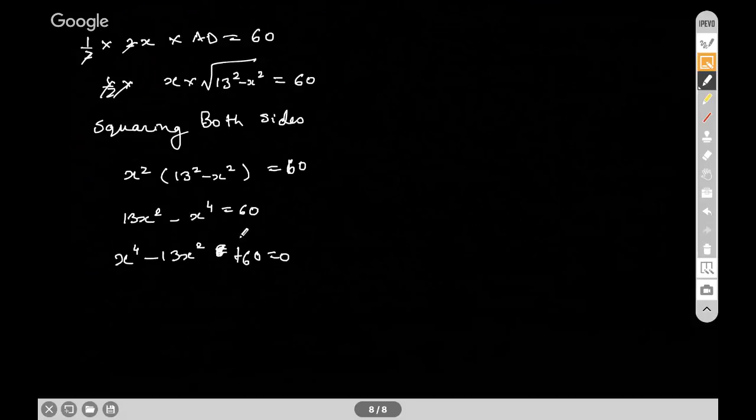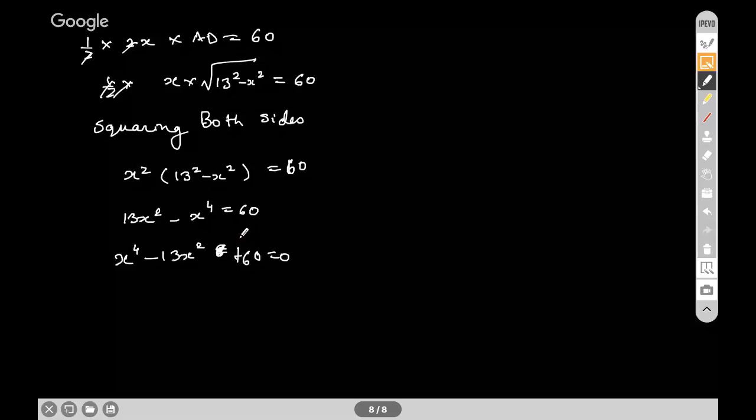Right? So I hope we are doing 13 square minus x square. Half into 2x into AD, which is 13 square minus x square, is 60. So hence you will get x to the power 4 minus 13x square. Oh no, wait a minute. Square, this is a mistake. This is square, so this will not be 60. This will be 3600 plus 3600 equals 0.